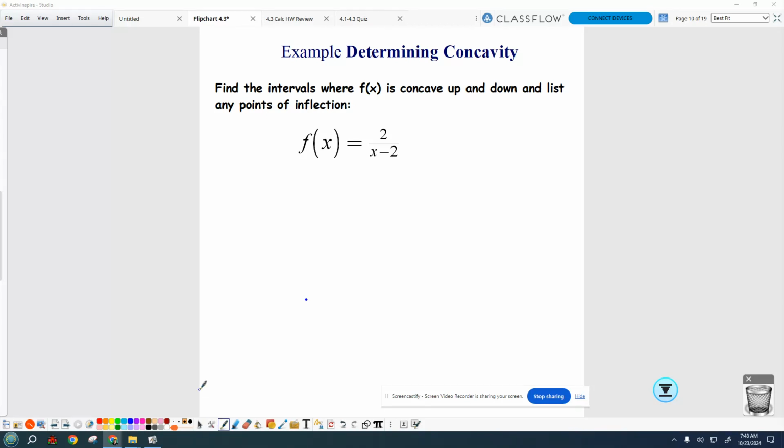So as a group, did you guys get an inflection point somewhere? X equals 2? Can you guys put on a little board what you found?